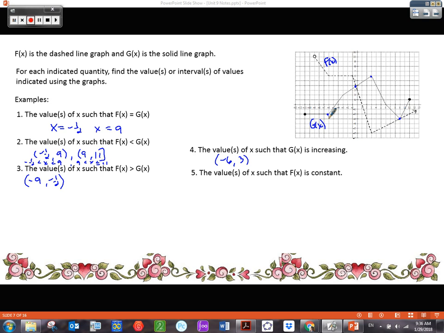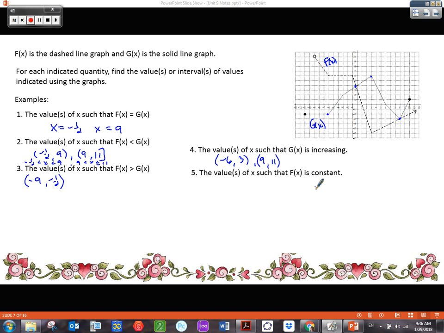So we would go from -6 to 3, and then the next time we start increasing would be over here. Right? What is that? Is that 9? 2, 4, 5, 6, 7, 8, 9. From 9 to, let's see, 11. And that's where g of x is increasing.